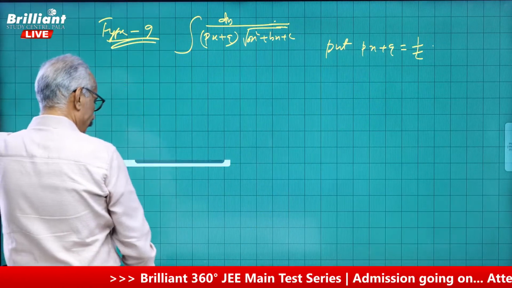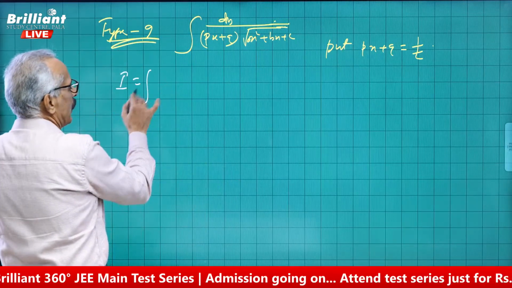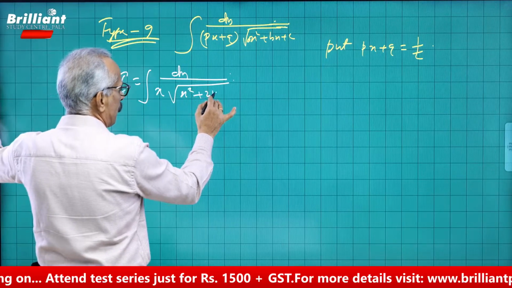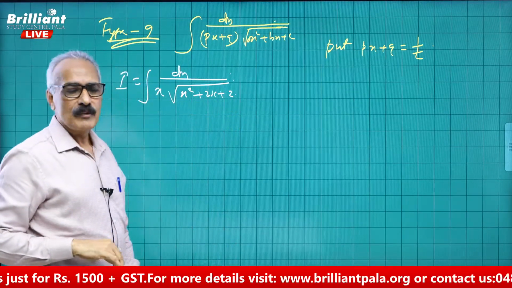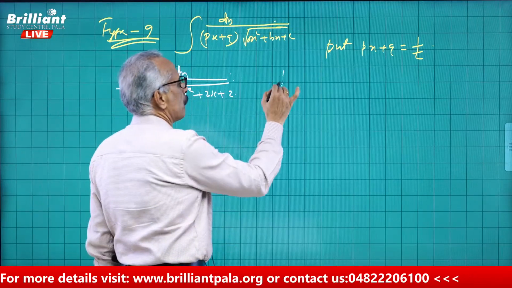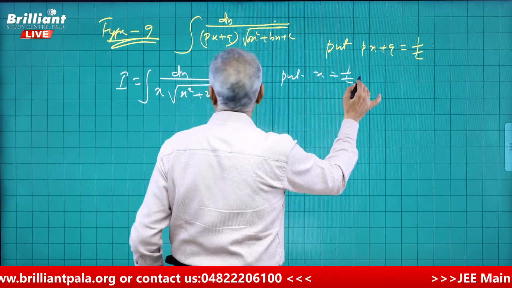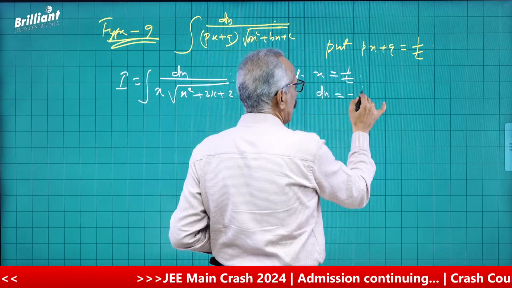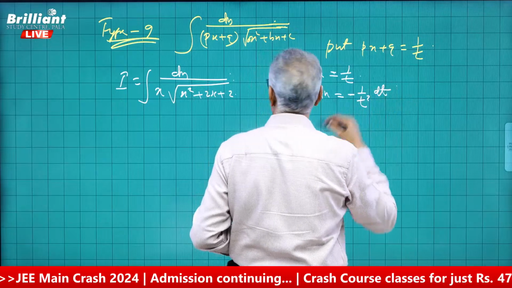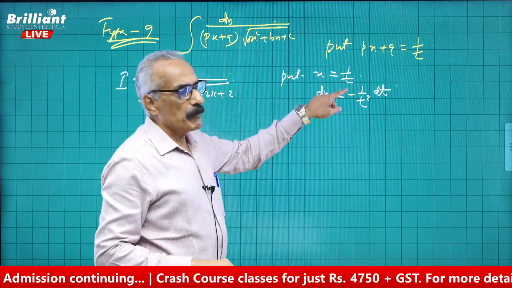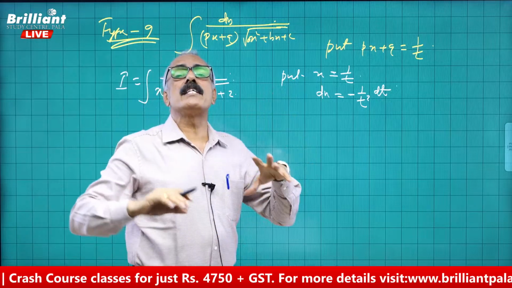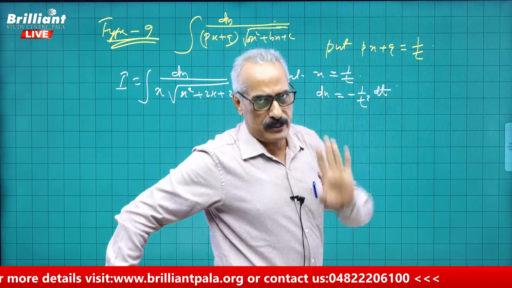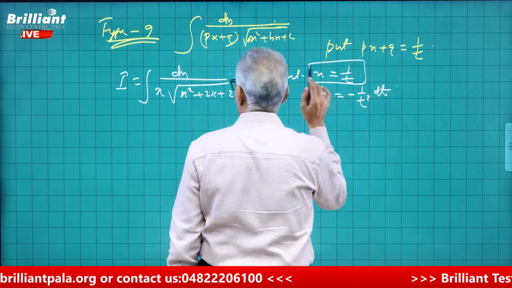Question: integral I is equal to dx divided by x in the square root of x square plus 2x plus 2. So I say put x is equal to 1 by t. Here my px plus q is nothing but x. x is equal to 1 by t, therefore dx is equal to minus 1 by t square dt. Sometimes if it is x plus 1, then x plus 1 is equal to 1 by t, and x will become 1 by t minus 1, you have to substitute. This is my substitution and differentiation.